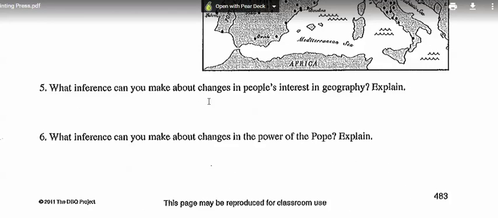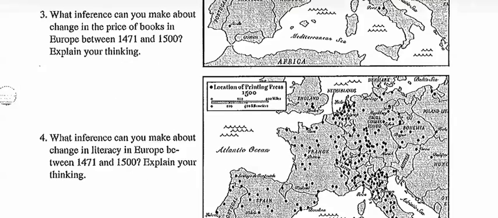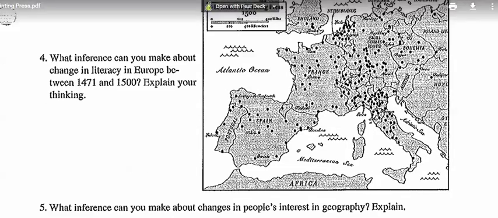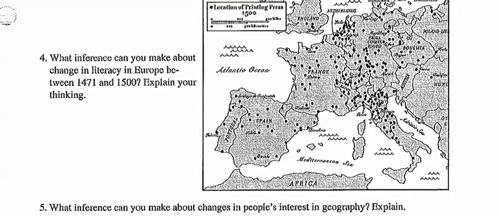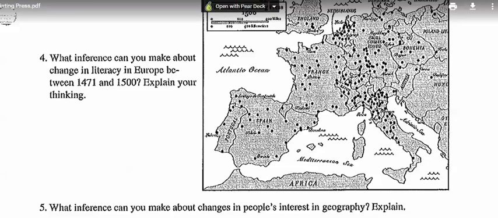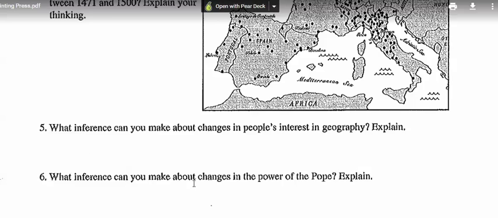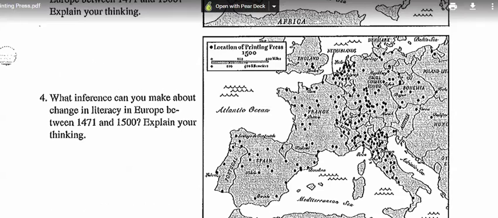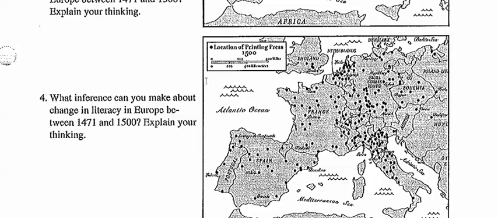Now, what inference can you make about the change in people's interest in geography at the time? Well, people wound up moving to where the books were, moving to where the opportunities were. So they moved to the areas of Italy and in the parts of Europe, all right? The power of the Pope, guess what, kids? When you look at the power of the Pope, people started to interpret the Bible for themselves. So what happened to the control of the Catholic Church as a result?